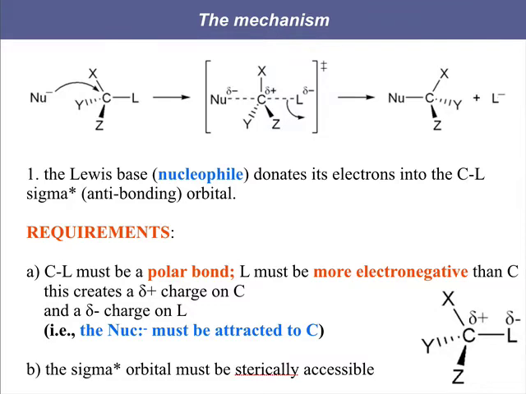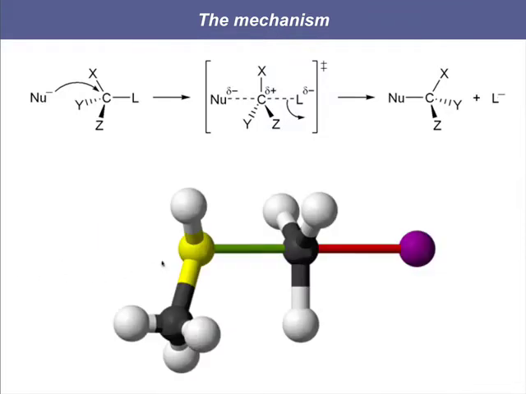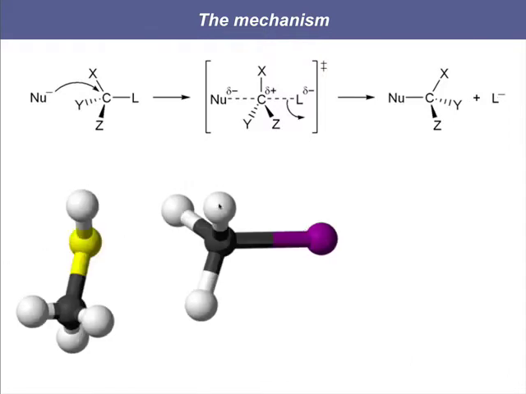Back to this picture here, where the nucleophile is donating its electrons into the antibonding orbital, into the backside of this carbon-iodine bond. If these three groups right here are really big and bulky, the nucleophile is not going to really see that carbon. That carbon's going to be blocked off by these big groups. So this carbon needs to be sterically accessible, which means that these groups need to be relatively small.